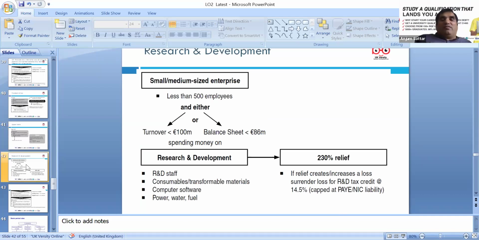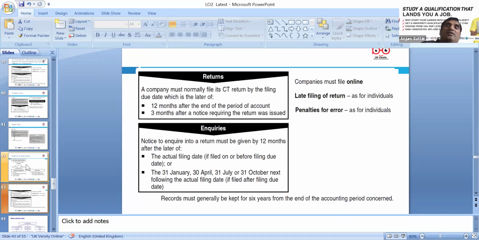Small medium size, less than 500 employees, turnover less than 100 million, and the balance sheet is 86 million, and spending on research and development, 230% relief can be claimed. If we have a loss, we can make adjustments accordingly. That's further what we can look around again this year.